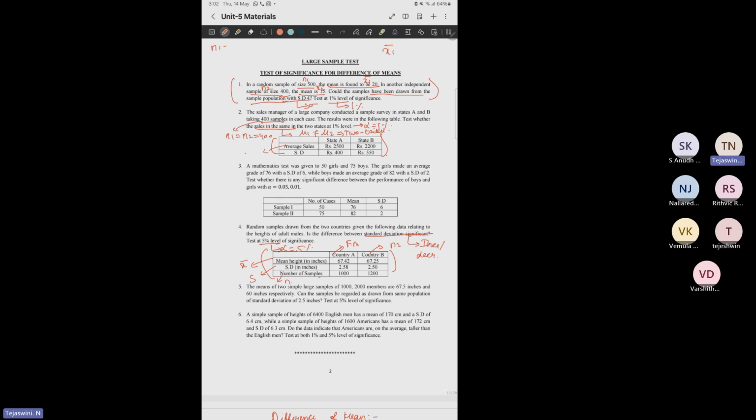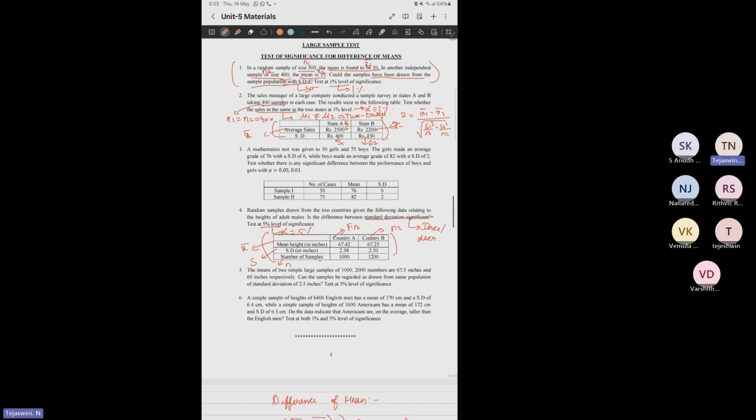So x bars are given, x1 bar, x2 bar, and then S1 is given, S2 is given. We will have to use Z is equal to x1 bar minus x2 bar divided by root of S1 square by N1 plus S2 square by N2. We can substitute the given data in this formula, and then for 1% level of significance, we can take the value of Z, and then if it lies in the area of acceptance, we can accept H0, else we'll have to reject H0. This will be our alternative hypothesis.